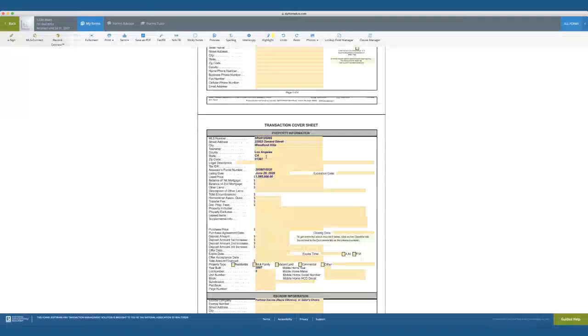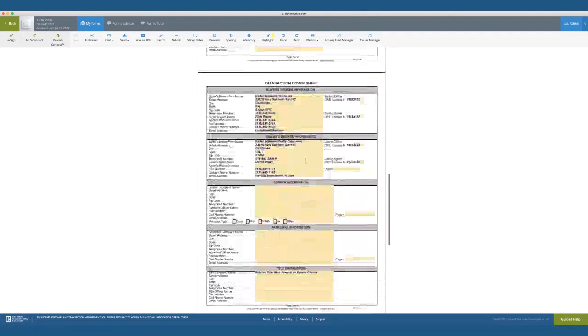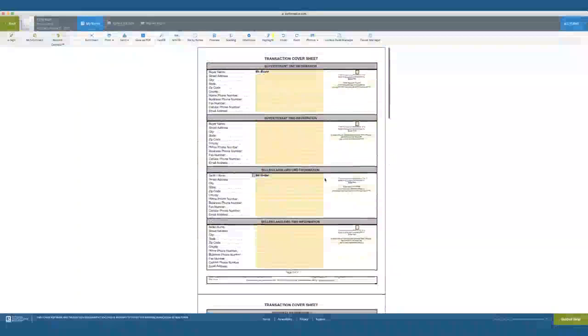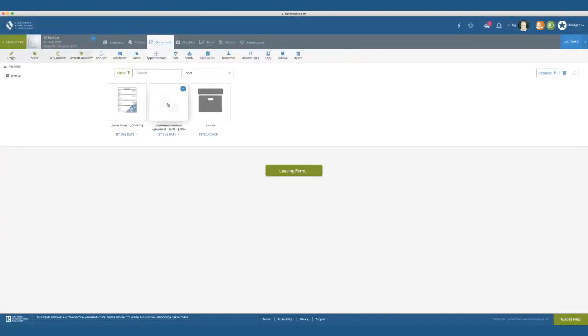And what you see here is it's imported the stats on the property. So they've already been imported along with the seller broker information. So that information is automatically in there. So you're basically done with your cover sheet, excuse me. So you can go back and it's going to save it. So now you're going to open your residential purchase agreement.